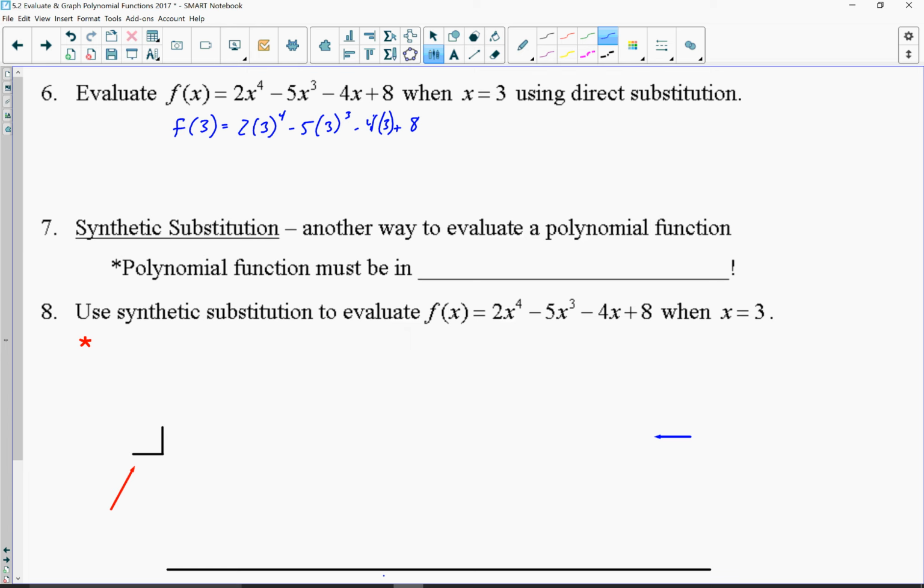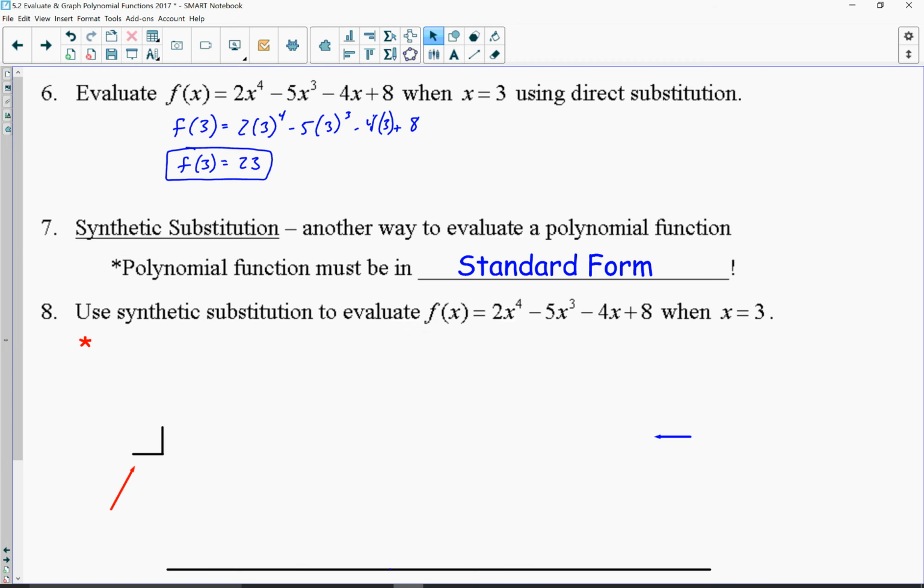And if you just use your calculator to type all those numbers in, you'll find that you get 23. So your answer needs to be written in what's called function notation. F of 3 equals 23. The whole point is so that we can see what the input value was. So we plugged in the 3, and then the output value was that 23 that we got at the end. Okay, that's the one that you're used to. There's this other way called synthetic substitution.